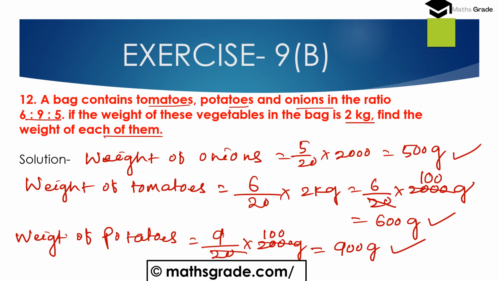So weight of onions is 500 gram, weight of tomatoes is 600 gram and weight of potatoes is 900 gram. These are the answers. So weight of tomatoes is 600 gram, weight of potatoes is 900 gram and weight of onions is 500 gram.